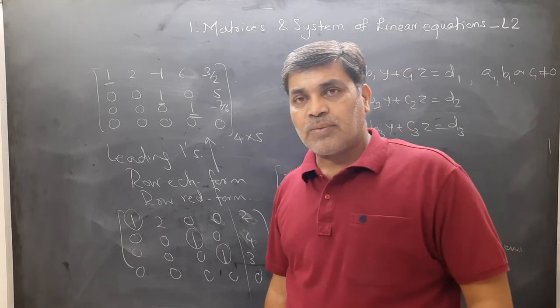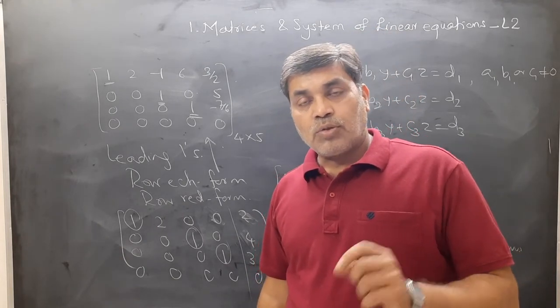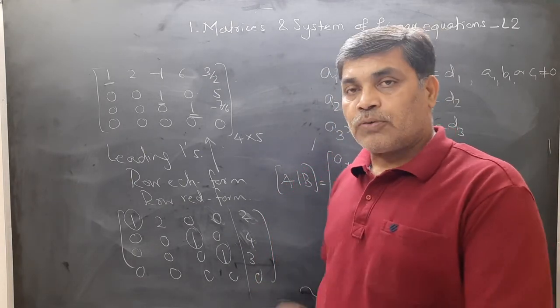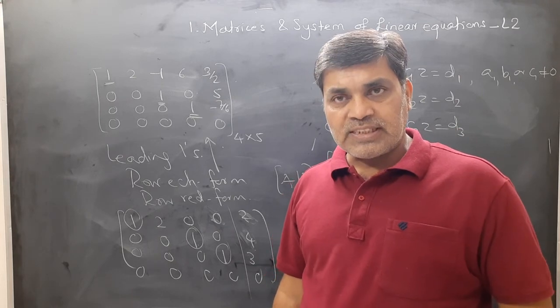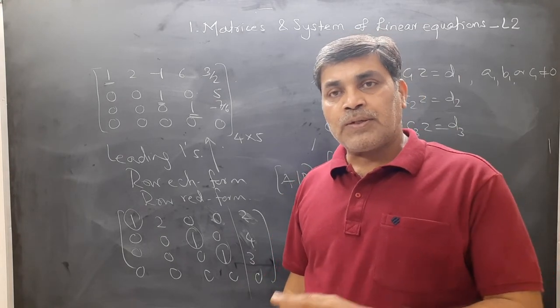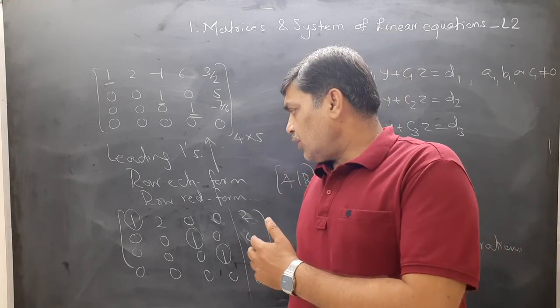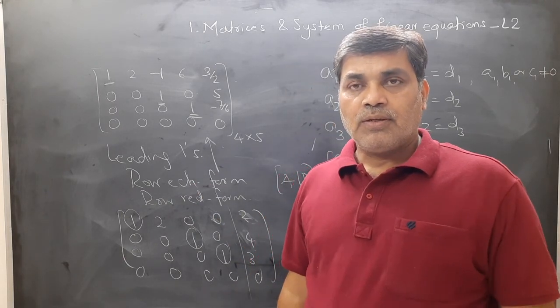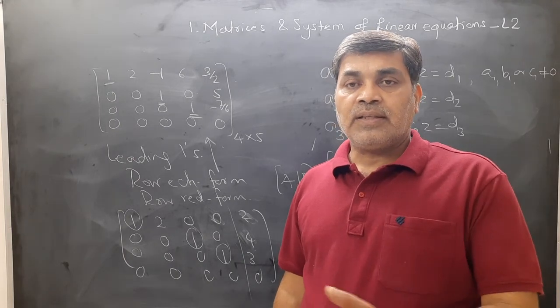So this is a discussion about row echelon form, row reduced echelon form, rank of a matrix, and how those row echelon forms are helpful while solving a system. And on row echelon form and row reduced echelon form, we have two methods, the Gauss elimination method and the Gauss-Jordan elimination method. We'll study those methods in the next lecture.